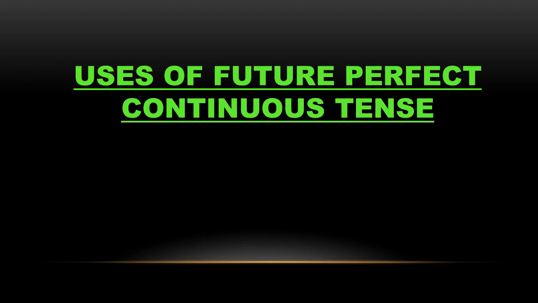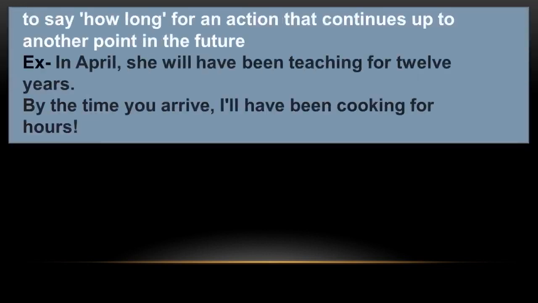Now let's discuss the uses of future perfect continuous tense. First use: we have to say how long for an action that continues up to another point in the future. For example, in April, she will have been teaching for 12 years. That means this tense is used to express actions that continue up to another point in the future. By the time you arrive, I will have been cooking for hours.